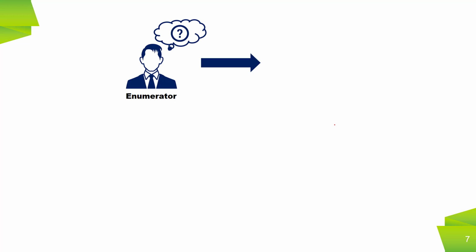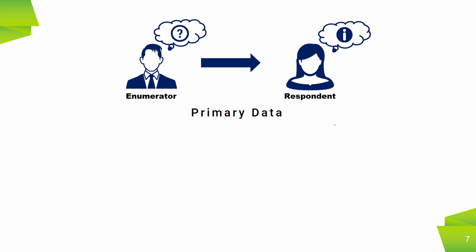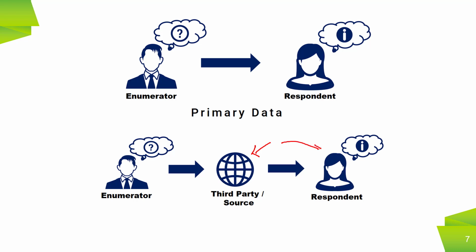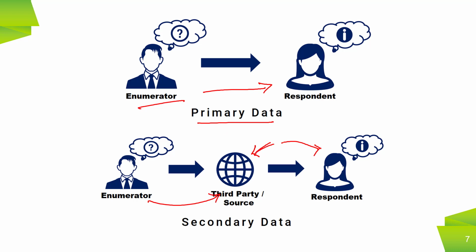So let's explain this. If the enumerator goes to the respondent, then it is called primary data. On the other hand, if the enumerator goes to a third party source, this can be the internet, and there are various sources of secondary data. This third party source already collected those data from the original respondent, then this is called secondary data. So enumerator directly going to the respondent will be primary data. Enumerator going to a third party, that third party already collected information from respondent, then it is called secondary data, right?